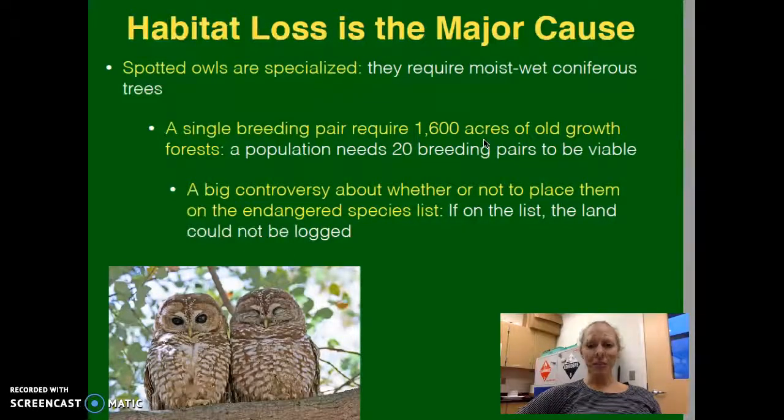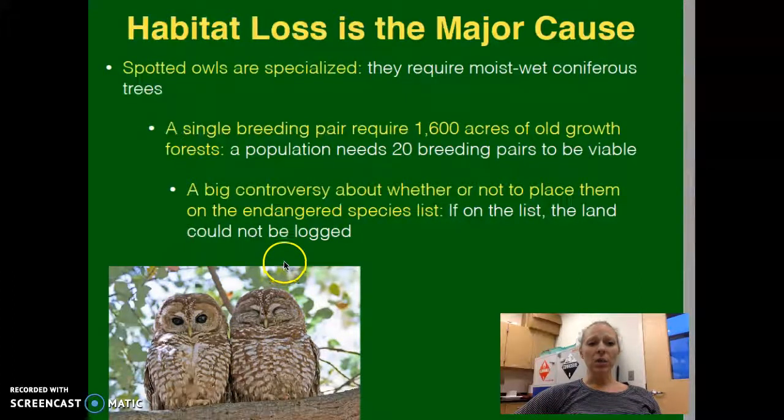And to have a sustainable population, you're going to need 20 pairs to be viable. And so this is a large amount of land that has to have a very specific habitat to maintain just this one species. And so if that habitat is lost or broken up, if it becomes two smaller habitats, then those breeding pairs, that population, is going to be affected negatively.